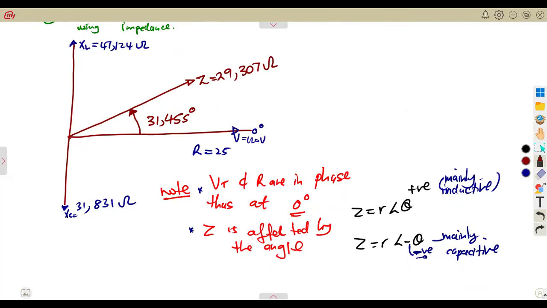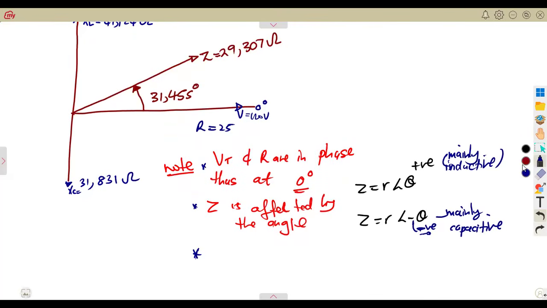Okay? Another thing to note is between these two, the XL and XC. Always, as we can see, this is at positive 90. This is at negative 90 degrees. So definitely we are going to see they are separated by a straight line. XL and XC will be on a straight line, separated by what? By 90 degrees. So we're going to see that XL and XC are separated by 180 degrees in between. That's a straight line.